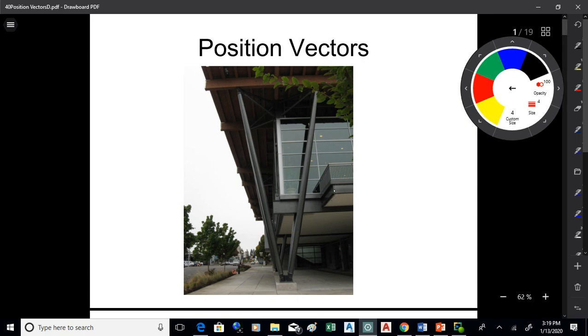So this strut here that's holding up this building, you'll be able to figure out this coordinate and that coordinate, so you can get this vector. And if you have that vector, then you can work into a force vector for that strut that's holding up the roof. And that's done with position vectors.